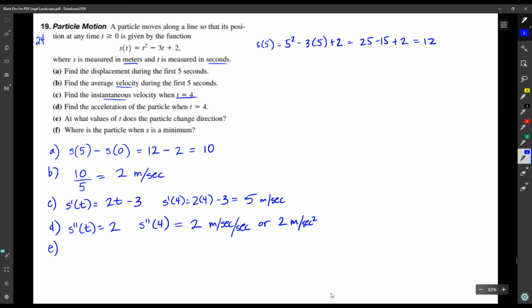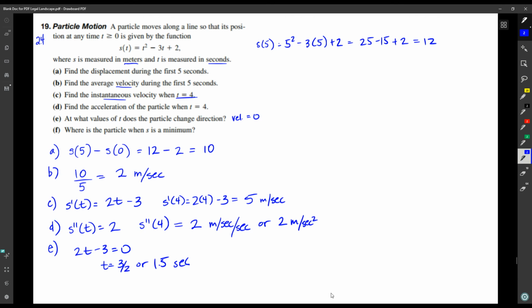Next, part E. At what values of t does the particle change direction? This is going to be when the velocity is equal to 0, because the velocity changing from positive to negative or negative to positive will indicate a change in direction, moving forward to backward or backward to forward. So let's take the velocity function that we found in part C, S prime of t is 2t minus 3, and set it equal to 0 and solve. So t is equal to 3 over 2, or 1.5 seconds. And that's where we change direction.